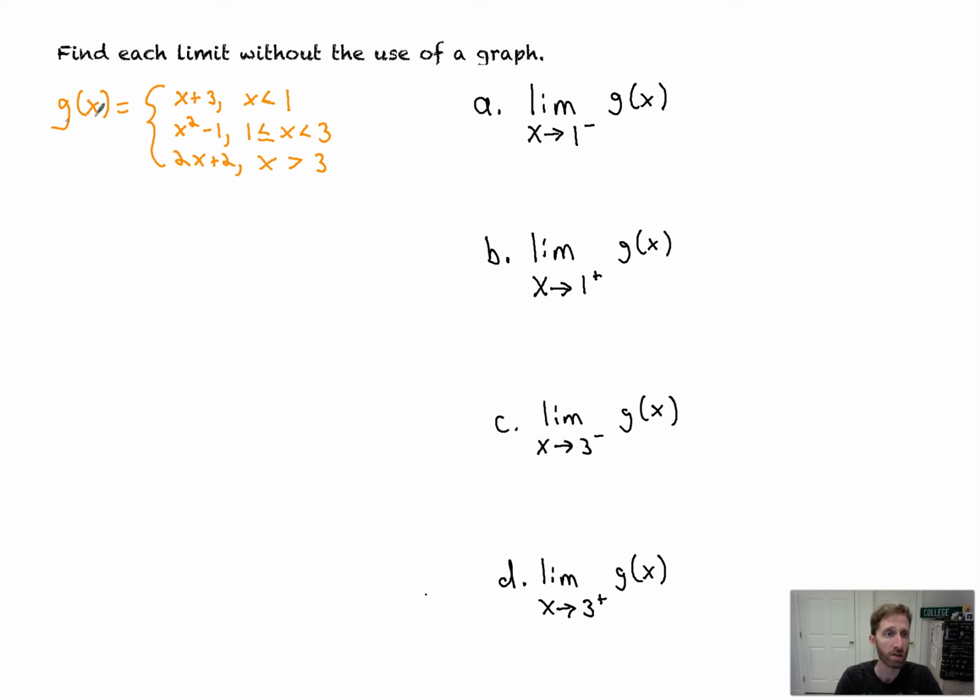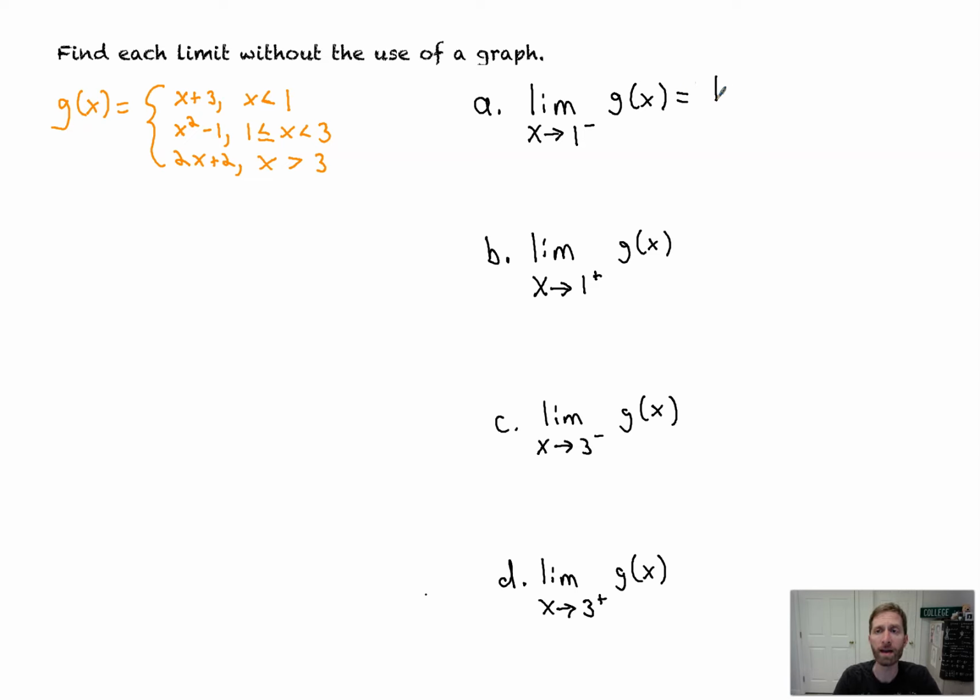Well, g of x is this monster of a piecewise function. It tells us we're approaching an x value of 1 from the left side. So we look at this and we see that x plus 3 is the function we use when we have values of x that are less than 1. X squared minus 1 is what we use when we approach from the right side of 1, between 1 and 3. So from the left side, we're going to approach from less than 1. So we will use this function here to evaluate it.